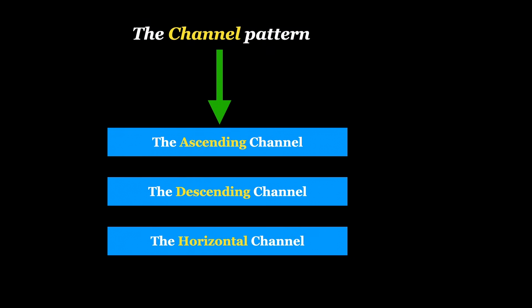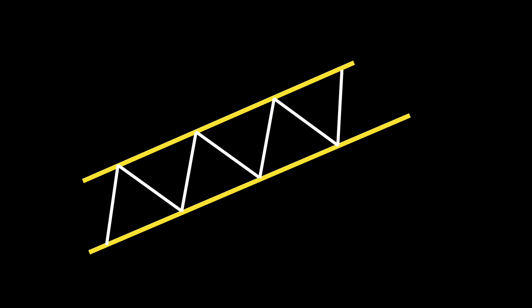Channel patterns come in three main variations: ascending, descending, and horizontal. Each one offers valuable insight into market behavior and helps traders anticipate high probability moves. Let's start with the ascending channel.